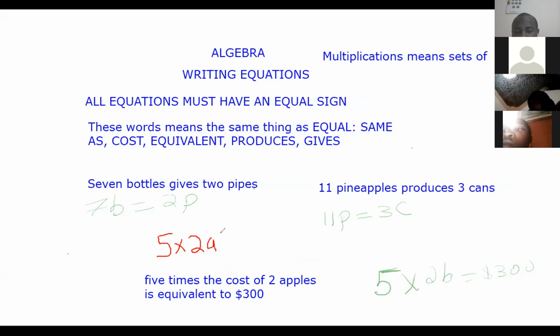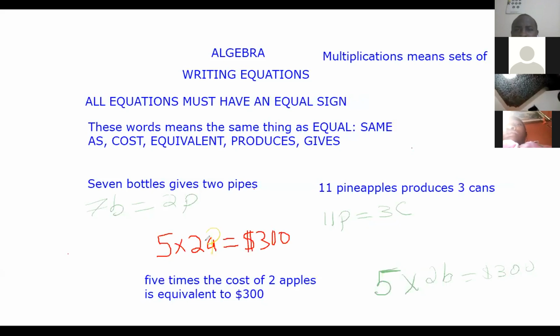And that is equivalent, meaning equal, right? That's equal to what? Equal to $300. Okay, so we put the dollar sign and we put 300, right? Oh, I got it right. So 5 times, it says 5 times 2a, or 2p if you want to use p. In this case, the letter represents the cost of the apples, all right?